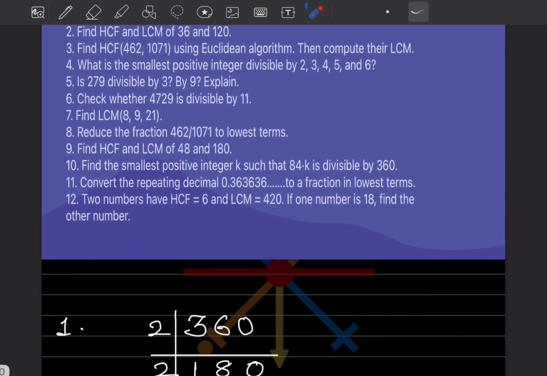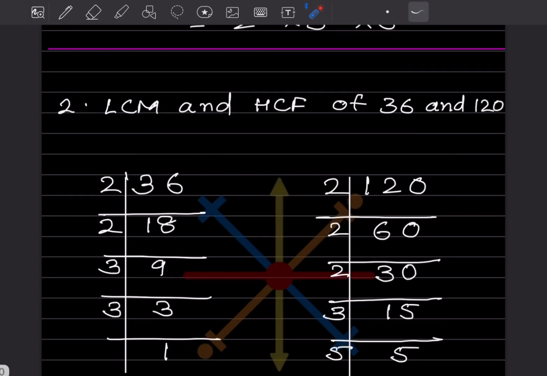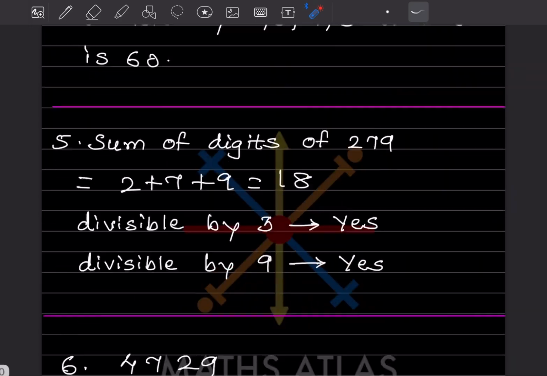Now you have to reduce the fraction 462 divided by 1071 to the lowest terms. Now let us see how to do that.